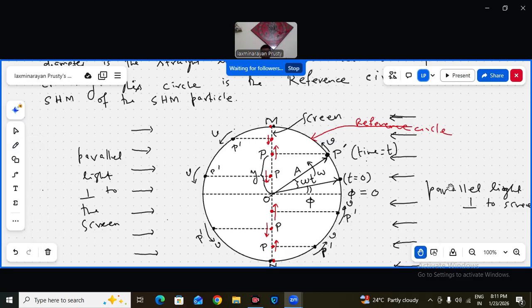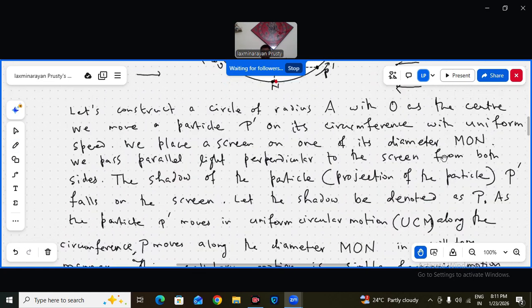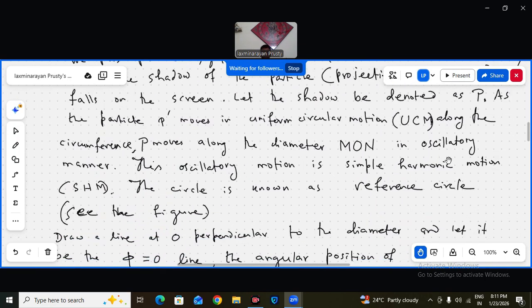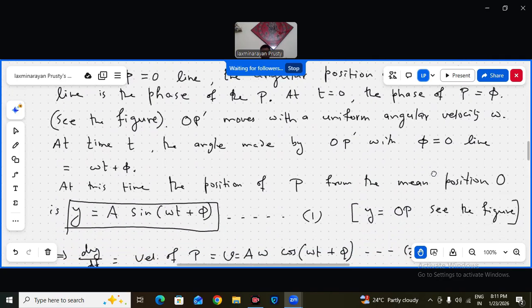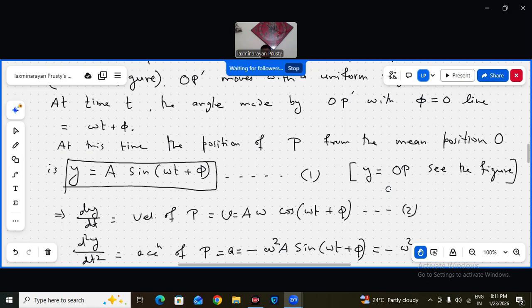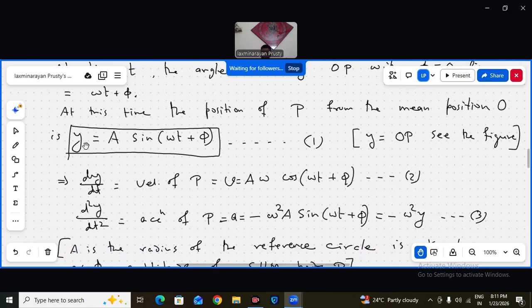So that you should not get confused. So y is equal to how much? See the diagram. If I draw the perpendicular, y is equal to a sine omega t plus phi. A is the radius of the circle. So y is equal to a sine omega t plus phi, y is equal to OP. See the picture. Correct. Then if y is the position of the particle, the position of P, that is the shadow or SHM body from O, where O is y equal to 0.